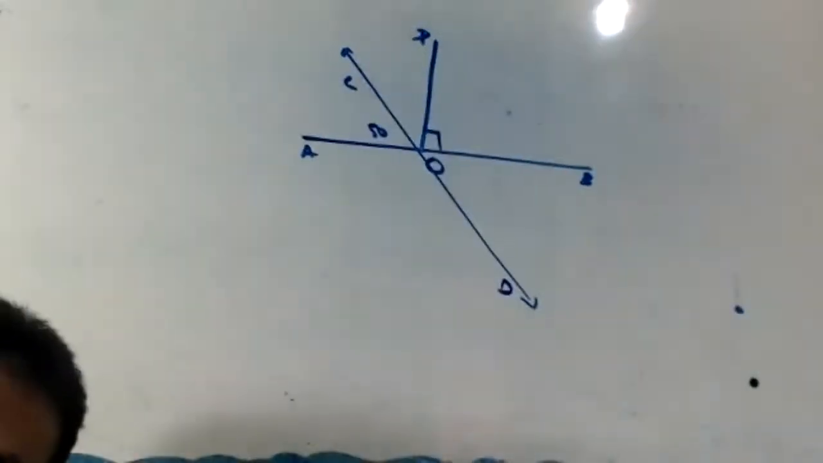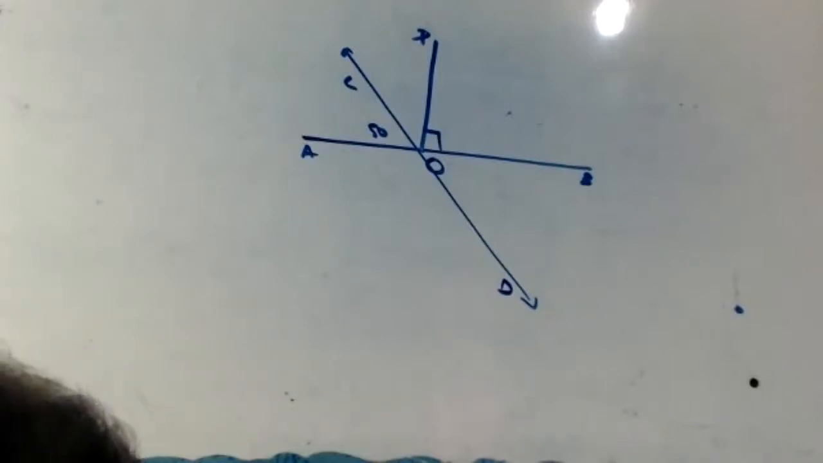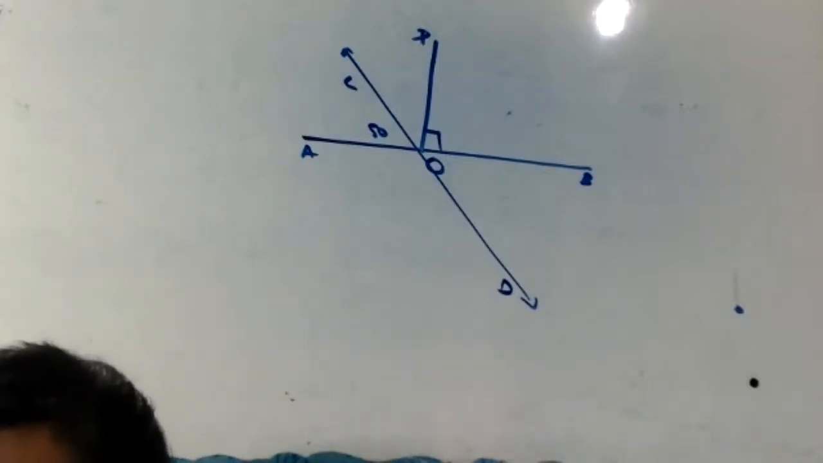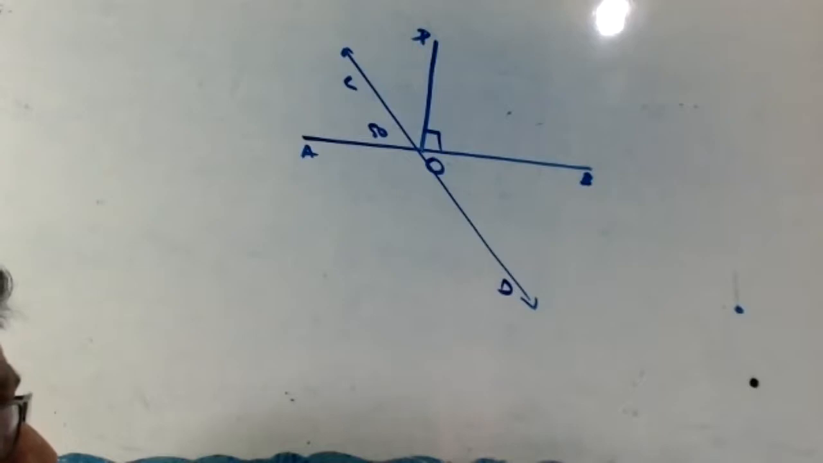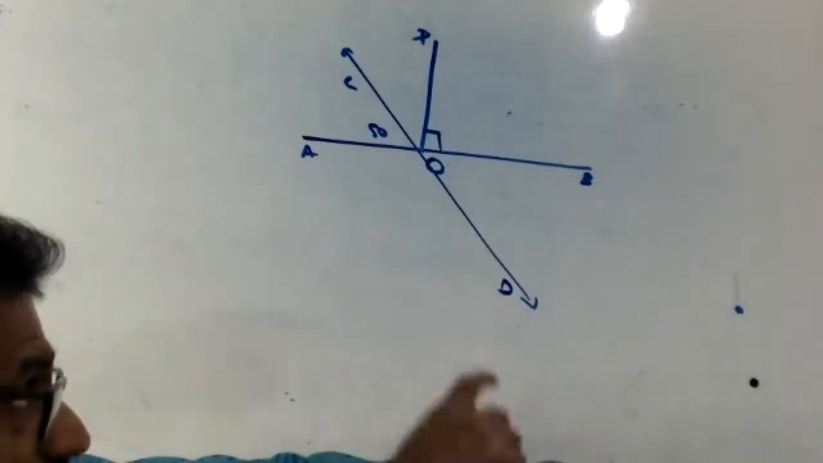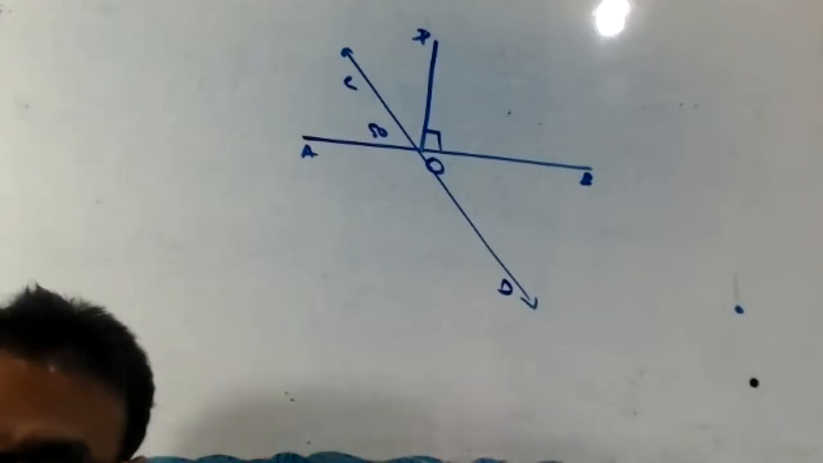Okay, this is a question. Listen here. AB and CD are two intersecting lines as shown in the figure. If angle AOC is 50, this angle 50, and angle POB is 90, this is 90, find angle POC and POD. Okay, find out now. Is the question clear?